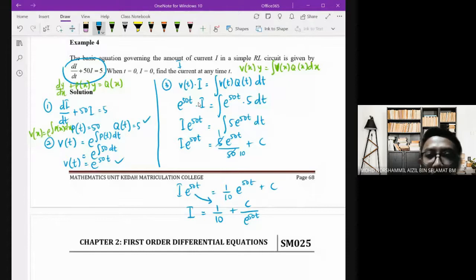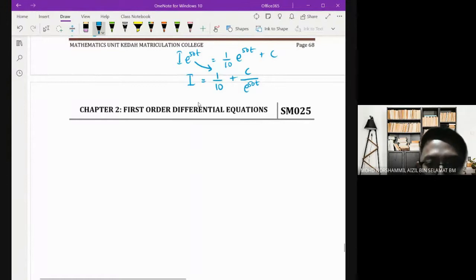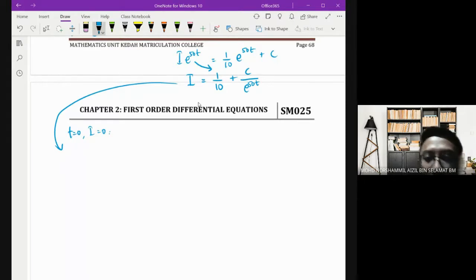Okay, and then don't forget when t is 0, I is 0. This is the condition given. So what we can do is replace it with t = 0, I = 0. So 0 equals 1 over 10 plus C over exponential 50 times 0. 50 times 0 is 0, exponential power of 0 is 1. So C is negative 1 over 10.